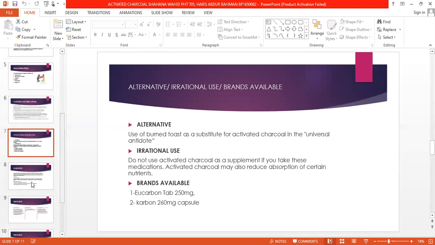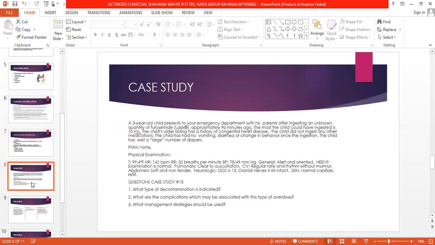Let's move forward and hop on to the case study. A 3-year-old child presents to the emergency department with his parents after ingesting an unknown quantity of furosemide approximately 90 minutes ago. The most the child could have ingested is 10 ml.